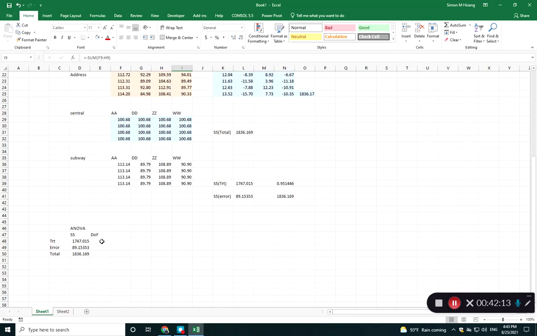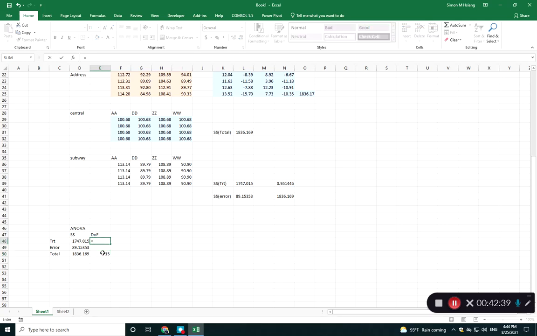So the degrees of freedom, okay? The total, do we average the overall average, the central station location? Yes. So the total degrees of freedom is what? 16 minus 1. We only have 15 degrees of freedom. Same thing.